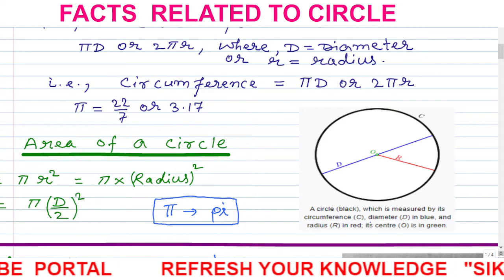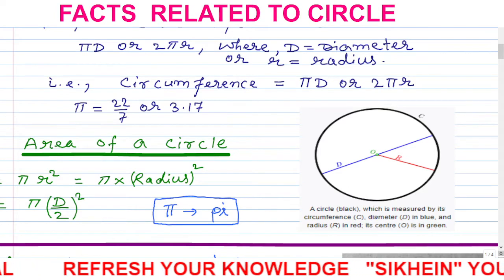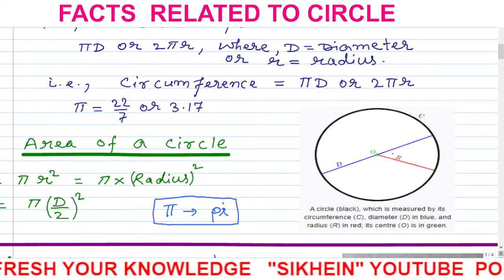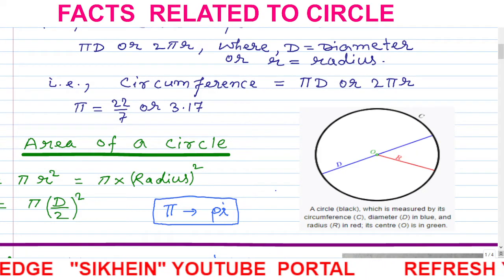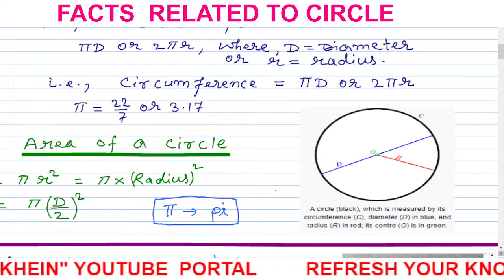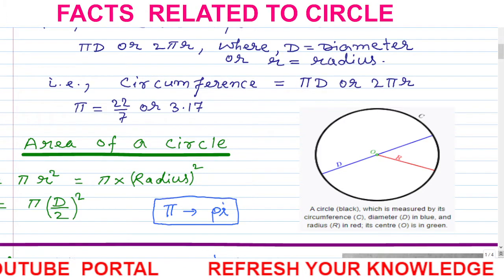C, as discussed above. Diameter D in blue, you see here, and radius R in red. Its center O is in gray.